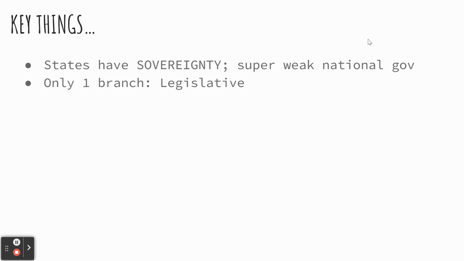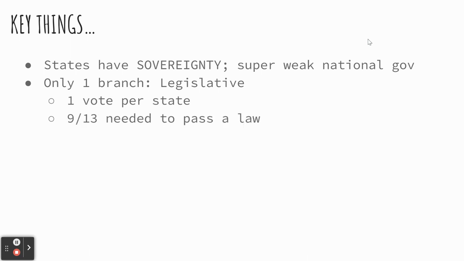Remember, there's only one branch of government in the Articles of Confederation system, and that is a unicameral Congress, one house, right? So there is no executive branch and there is no judicial branch. We're talking about one vote per state, regardless of the size of the state in that Congress. So it doesn't matter if you're tiny Rhode Island or if you're big Pennsylvania or New York or Virginia, every state has one vote. Remember, 9 out of 13 are needed to pass a law.